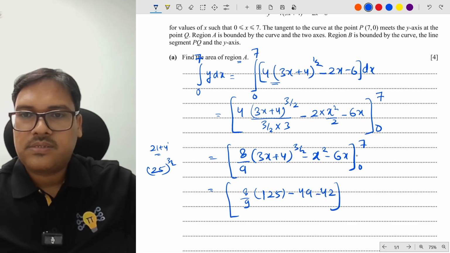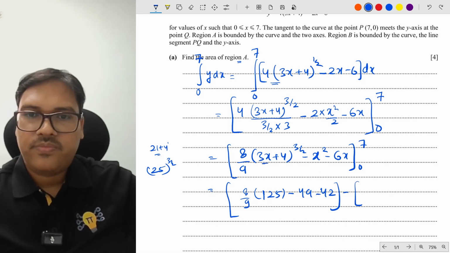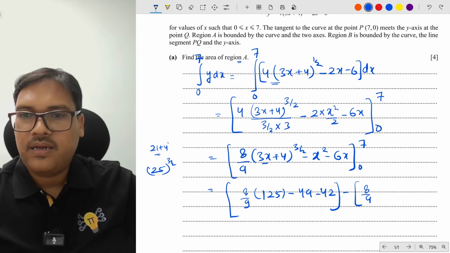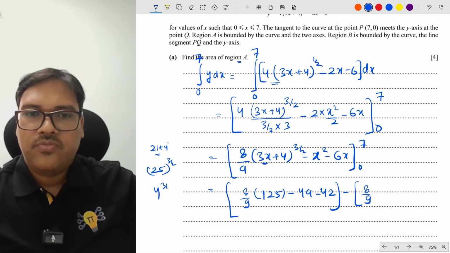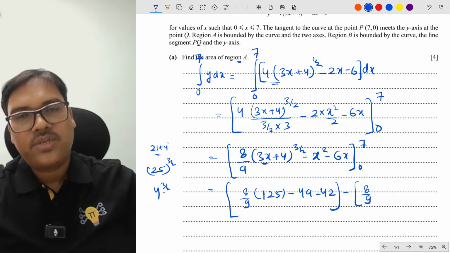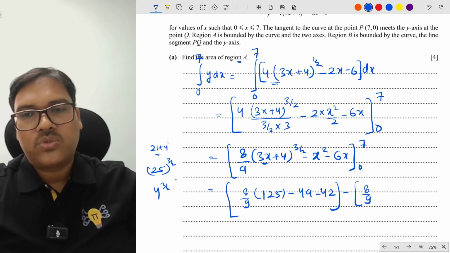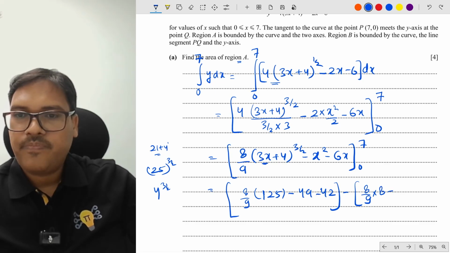After putting 7, and after putting 0, if I put 0, this will become 8 by 9, this will become 0. So this is 4 raised to 3 by 2. 4 raised to 3 by 2 is square root of 4 raised to 3. Square root of 4 is 2. 2 raised to 3 is 8. So this is 8 minus 0 and 0.